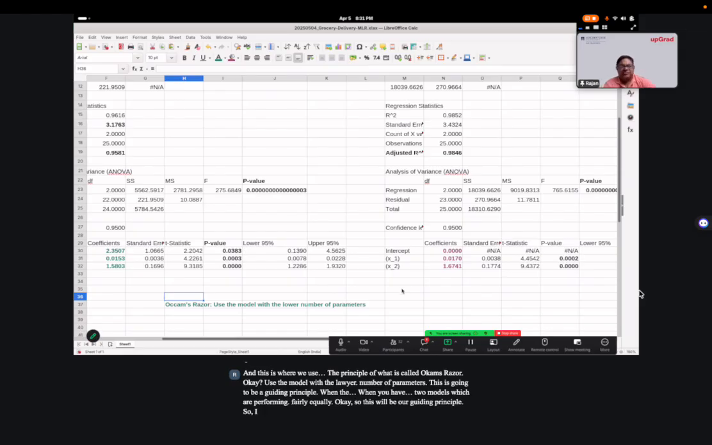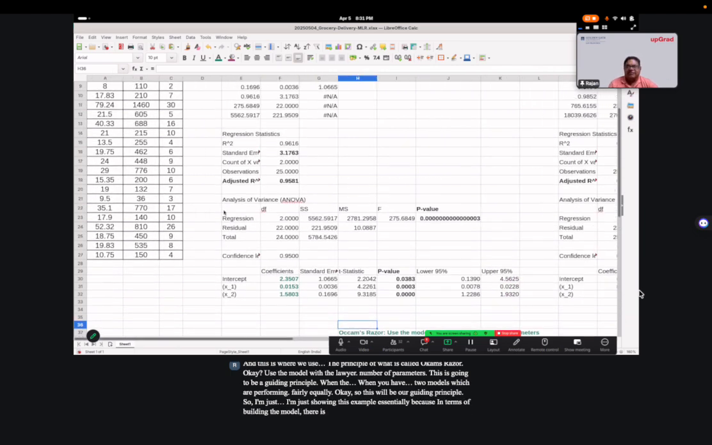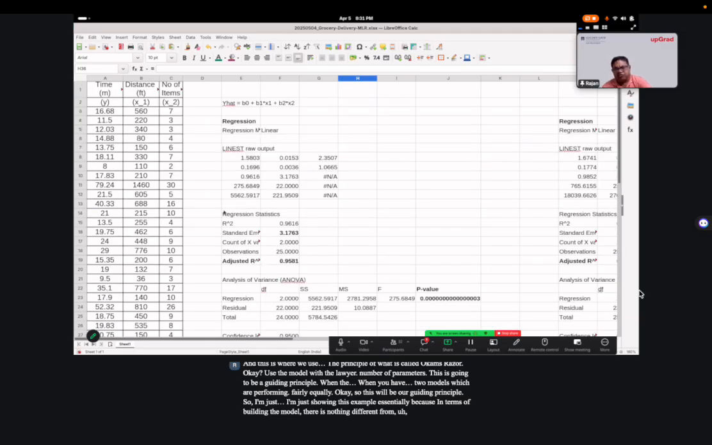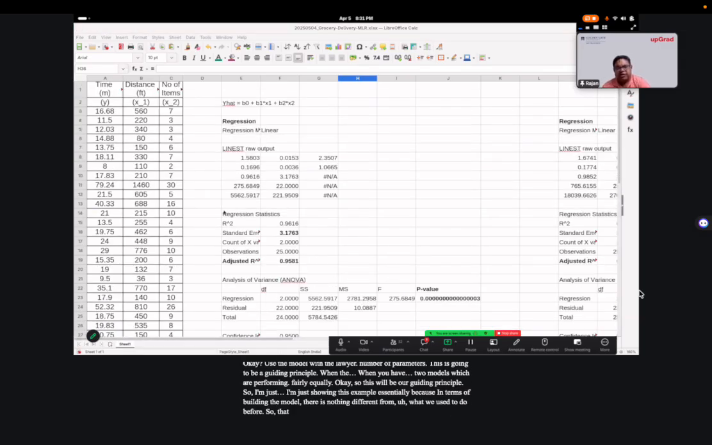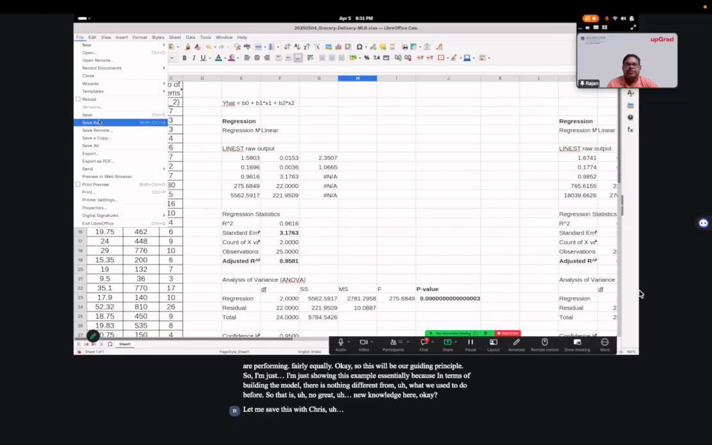So I'm just showing this example because in terms of building the model, there is nothing different from what we used to do before. There is no great new knowledge here. Let me save this with today's date. This is 05/04/2026.